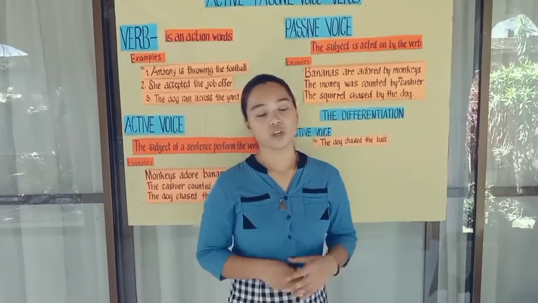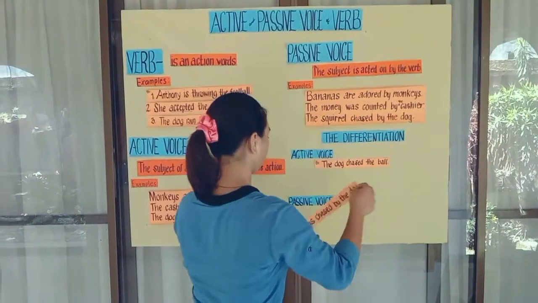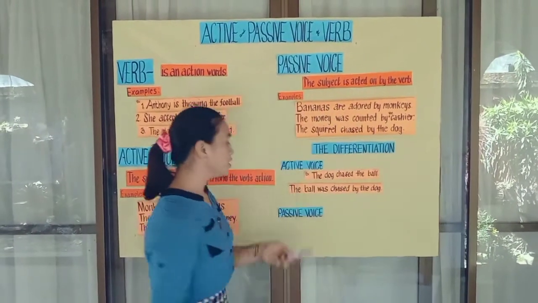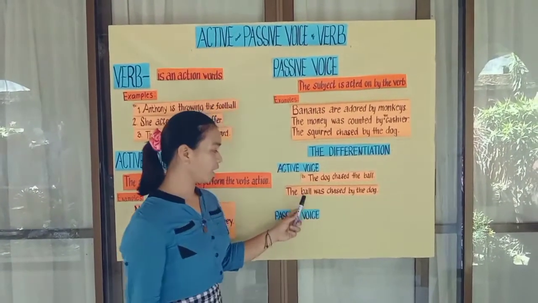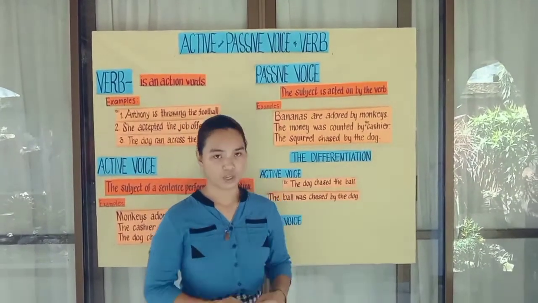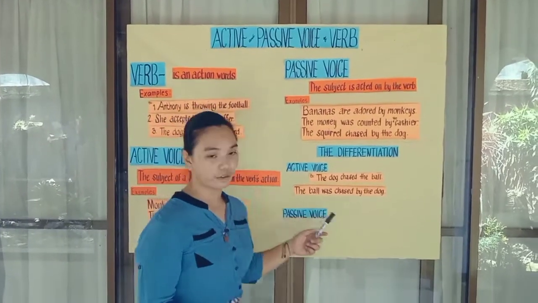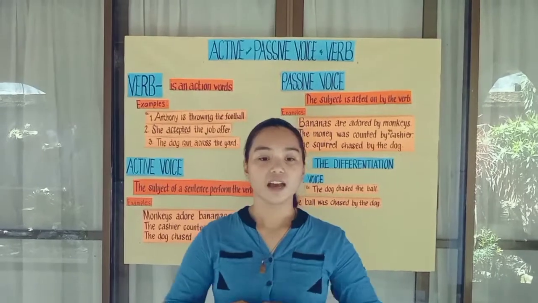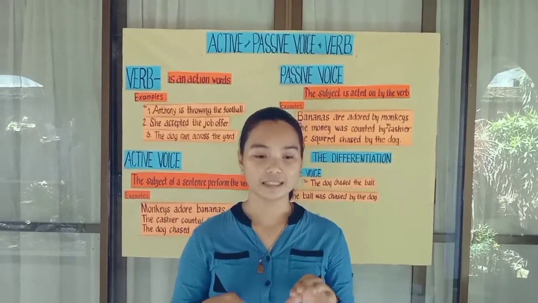In passive voice, you would say, the ball was chased by the dog. So the ball here is the subject and the dog is the agent. So now the passive voice. The passive voice emphasizes the recipient of the action or sometimes the action itself.